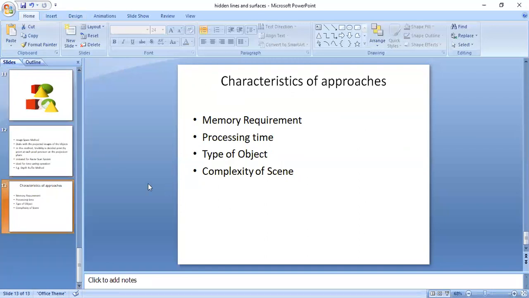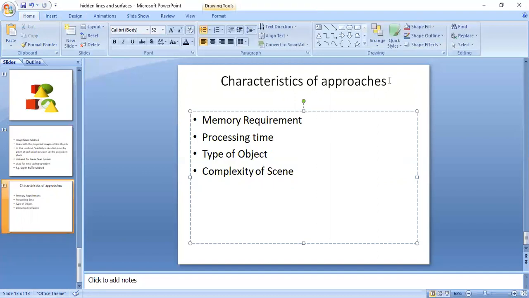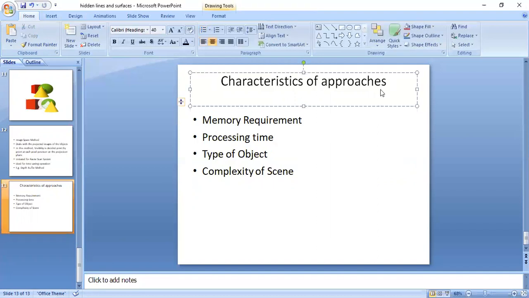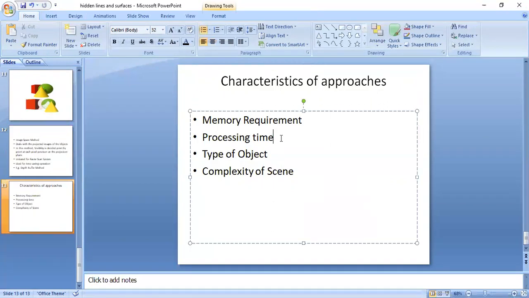First one is memory requirement. That means in which approach we require larger memory. Memory is a concern here. If an approach requires larger memory, can we implement that? That is the question. Second, processing time. Which algorithm takes lesser time or has convenient processing time, that we must take into consideration. Third, type of object.